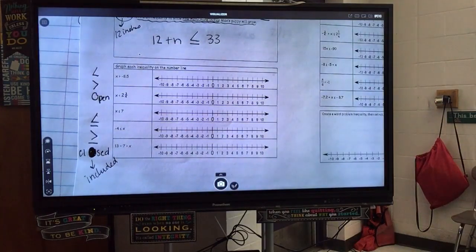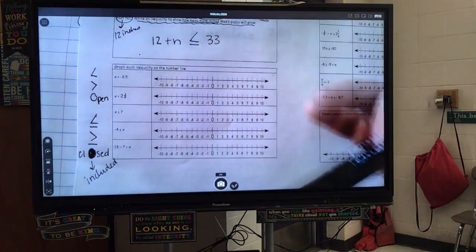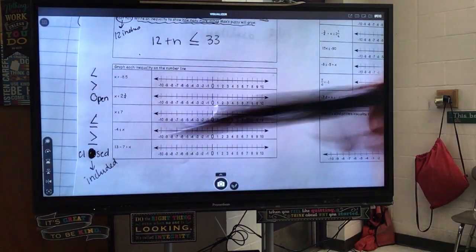When you're doing inequalities, the thing you want to think about is, does this make the statement true? So if you're saying that n is less than 4, but then you say 5 is less than 4, does that make that statement true? No, because 5 is not less than 4, 5 is greater than 4. So that's how you know if you're going to be able to include the number or not include the number. So we're going to go through and we're going to graph these.